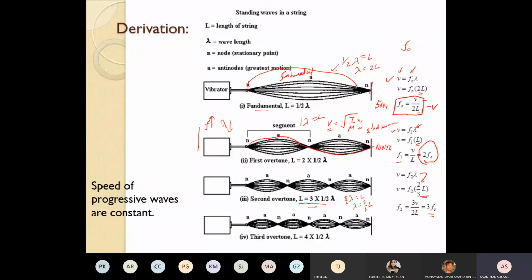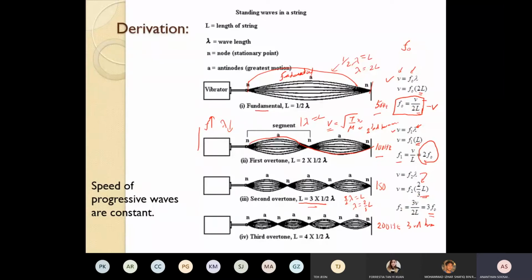So this is the third harmonic. Okay, this is your third harmonic. So if this happens at 50 Hertz, this happens at 100 Hertz, this will happen at 150 Hertz, and so on. This will happen at 200 Hertz. So in this string, you have fundamental, first harmonic, second harmonic, third harmonic, and fourth harmonic in order.